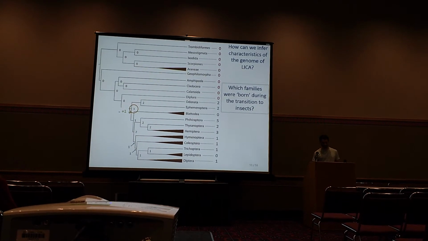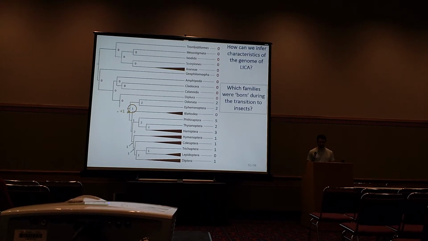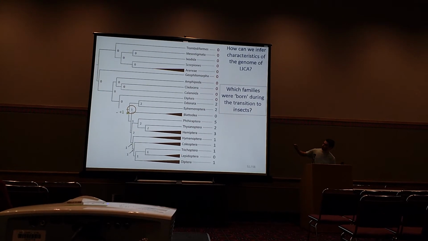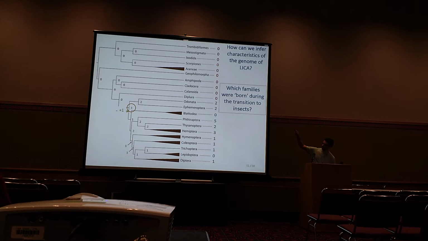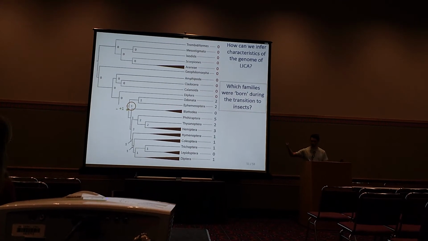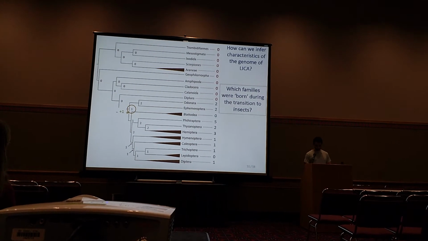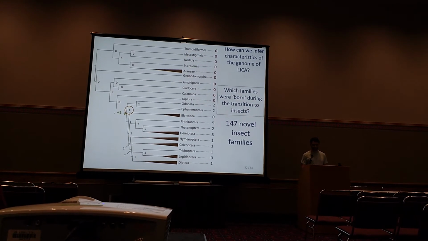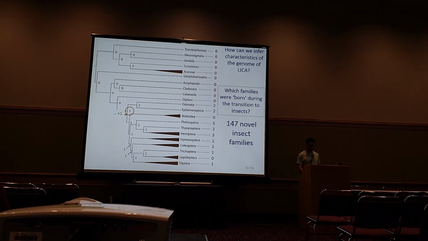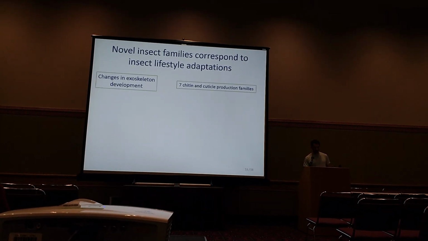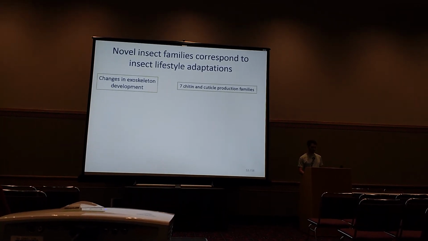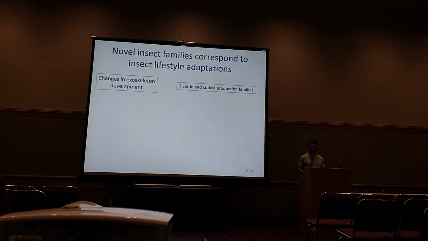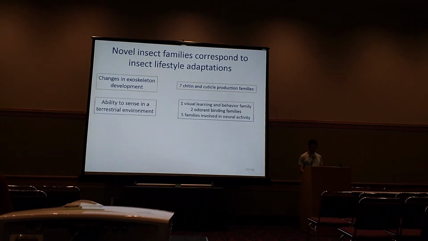Perhaps a more interesting question we can ask is which families were born during the transition to insects. So then I'm looking for families that are represented by 0 counts outside of insects and are inferred as an expansion along the Leica lineage. And when I do this, I come up with 147 novel insect families, some of which have some pretty interesting implications for insect evolution. For instance, insects evolved changes in their exoskeleton, and we find 7 chitin cuticle production families that are novel to insects.